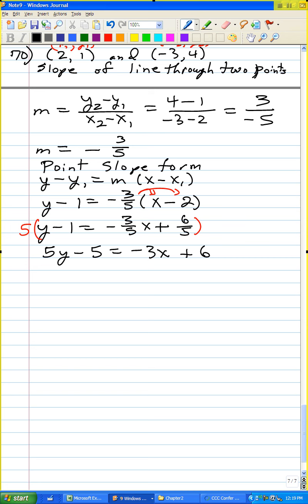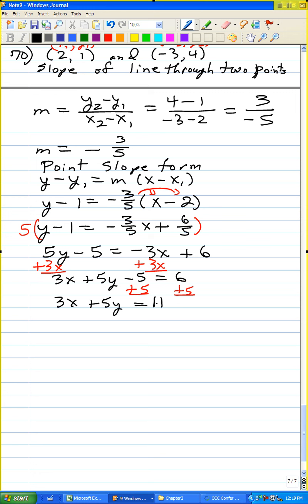And so I want to put this into standard form. So let me bring all x's and y's to one side of my equation. So let me add 3x to both sides of my equation. And so I get 3x plus 5y minus 5 equals 6. Let me add 5 to both sides of my equation. So 3x plus 5y equals 11.